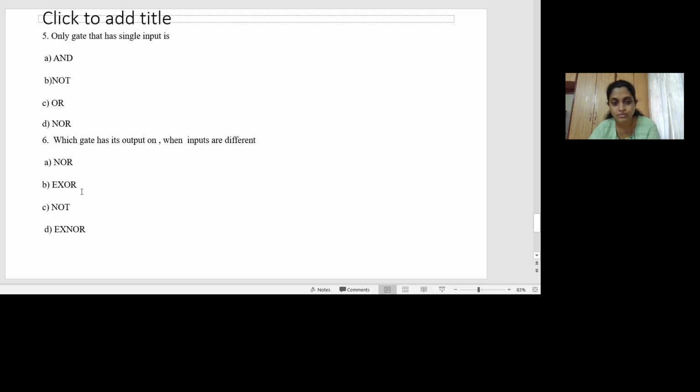The answer for this is XOR gate. So for an XOR gate, whenever the inputs have different values, the output will be 1. And for the rest of the cases, the output will be 0. So the correct answer for the sixth question is choice B, XOR gate.